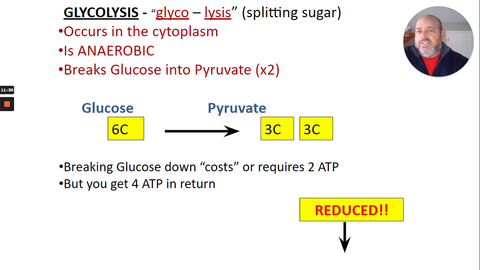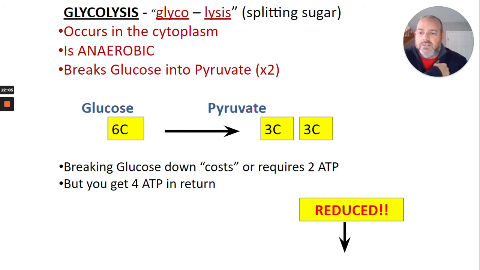So glycolysis would be splitting sugar, okay? And so it's going to occur in the cytoplasm, and it is anaerobic. So we don't need oxygen to run glycolysis. Lots of things run glycolysis, and they're not all aerobic. So this process has remained anaerobic. And for glycolysis, for splitting sugar, we're going to take a glucose, which has 6 carbons, and we are going to cut it up into 2 3-carbon blocks. Okay, and those are going to be called pyruvates.